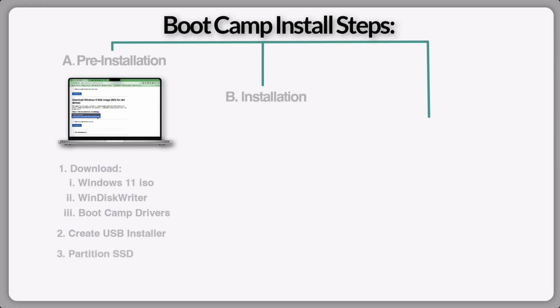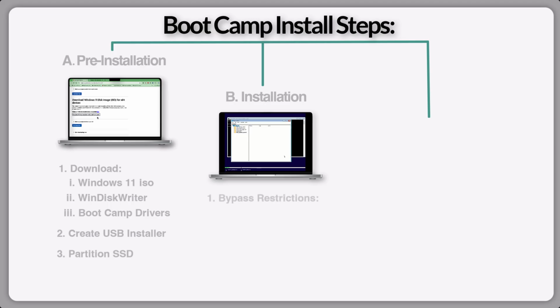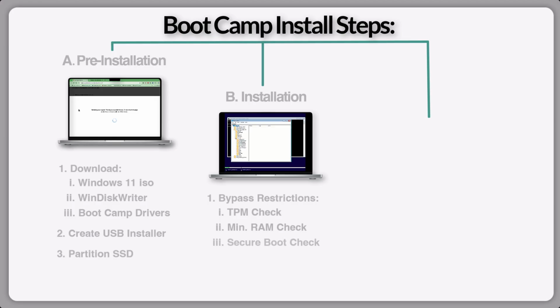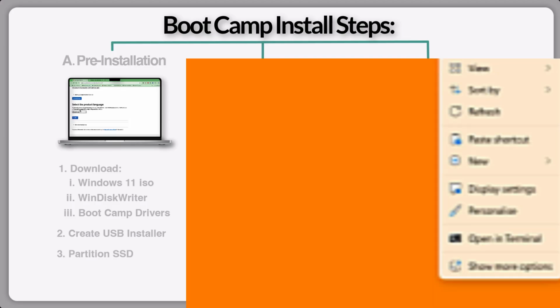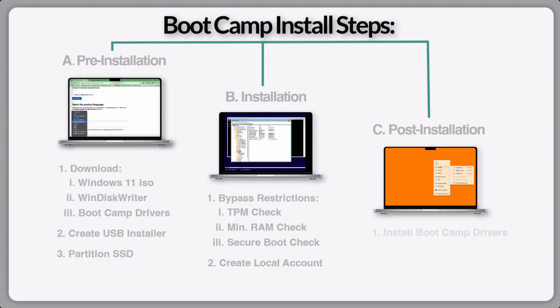B. The installation stage where 1. We bypass the following Windows 11 install restrictions: TPM check, minimum RAM check, and secure boot check. 2. We create a local account. C. The final stage where we install Boot Camp drivers and configure Boot Camp software settings.